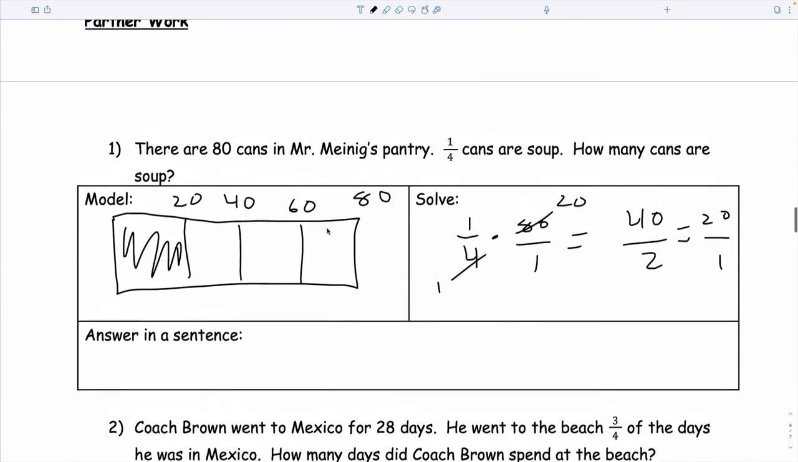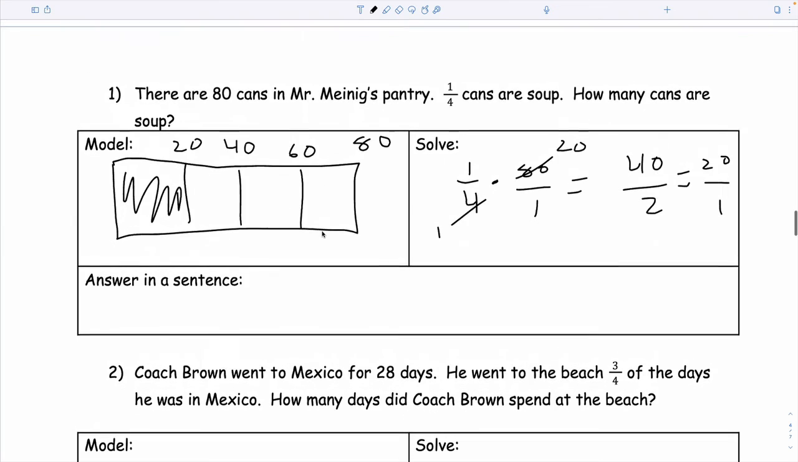It says partner work, this is actually bronze.